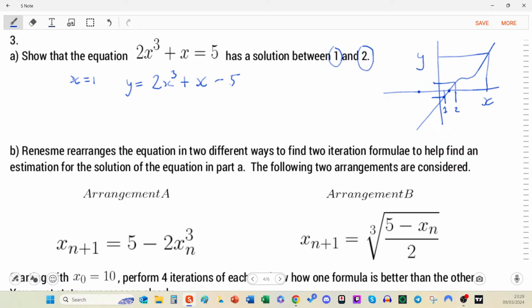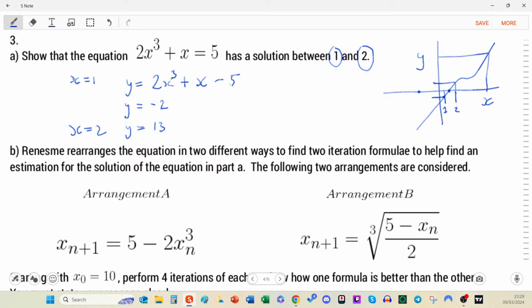So here we've got 1 times 2 is 2, plus 1 is 3. 3 take away 5 is negative 2. And then when we put in number 2, then we get 2 cubed, which is 8, times 2, which is 16. 16 plus 2 is 18. And then take away 5 is 13. So y equals 13.